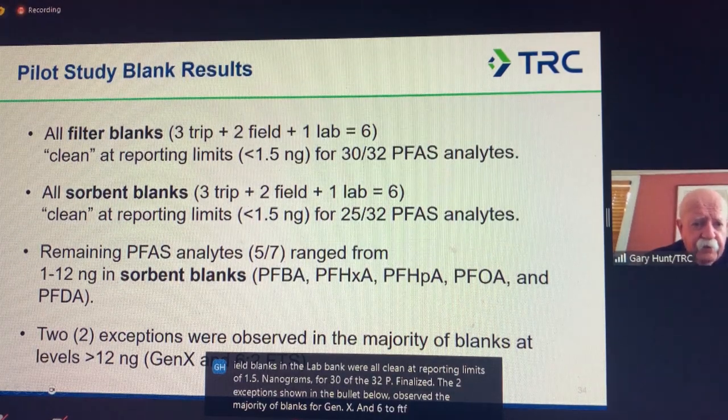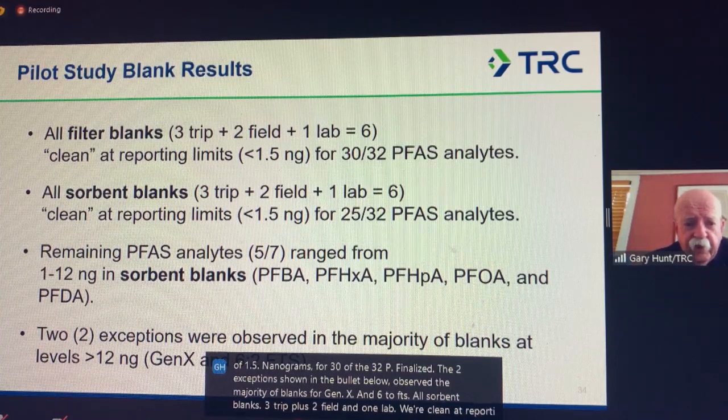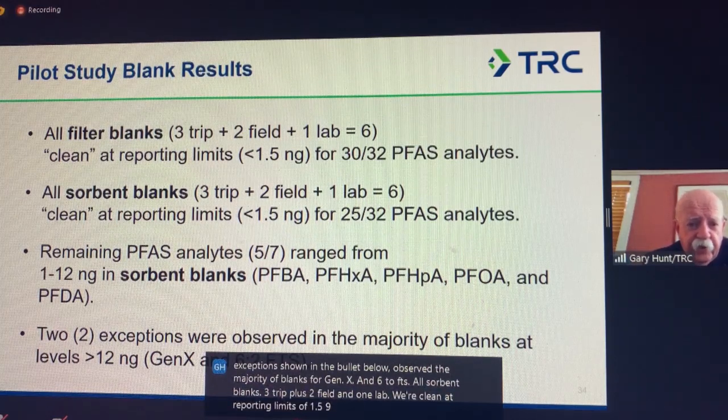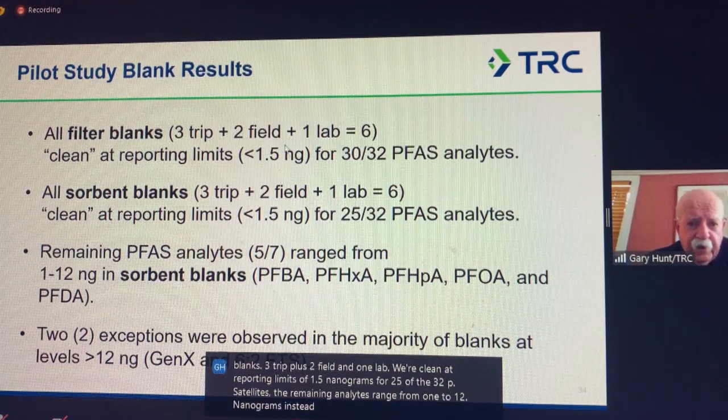All sorbent blanks, 3 trip plus 2 field and 1 lab, were clean at reporting limits of 1.5 nanograms for 25 of the 32 PFAS analytes. The remaining analytes range from 1 to 12 nanograms in sorbent blanks. Next slide, please.